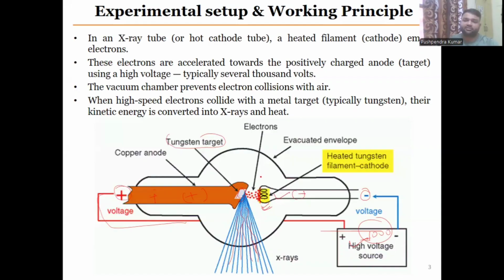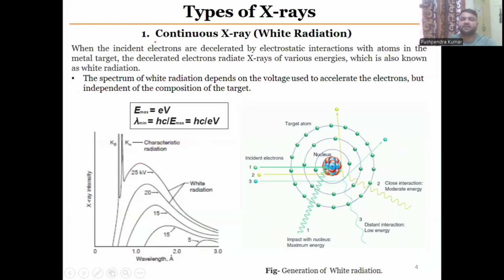When the electrons hit the metal target, two different types of phenomena occur in the generation of the X-rays, and on the basis of these two phenomena, two different X-rays are generated. So let's see what the phenomena are and what types of X-rays are generated. The first type is the continuous X-ray, a white radiation. So what happens during the generation of this type of X-rays?